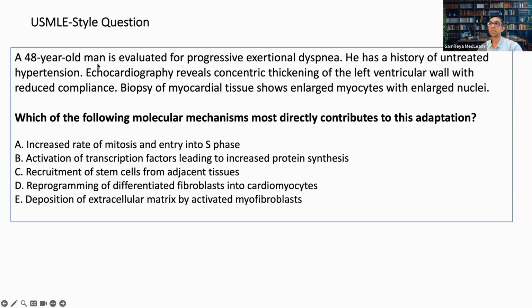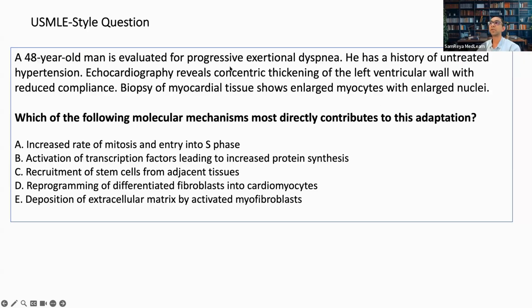Whenever clinical information is given along with imaging and biopsy, correlating everything can really help you if you want to be very good at diagnosis. And in the question, if a biopsy is given, I think it reveals everything. In this case, the biopsy of myocardial tissue is showing you enlarged myocytes with enlarged nuclei. So there is certainly some increase in the size of the cell that has happened here. That is what this last lead-in says.